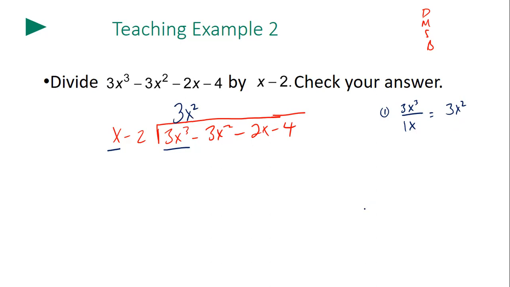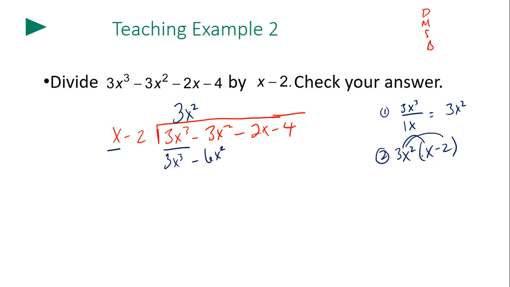After I divide, I'm going to multiply. I multiply my quotient times my divisor. So I'm going to multiply 3x squared times x minus 2. The product of that goes underneath my current dividend. I think I'm saying those words backwards. I'll figure it out later. 3x squared times x is 3x cubed. 3x squared times negative 2 is negative 6x squared.